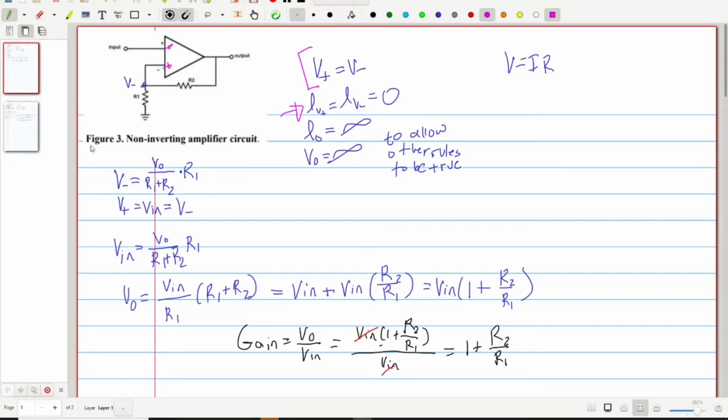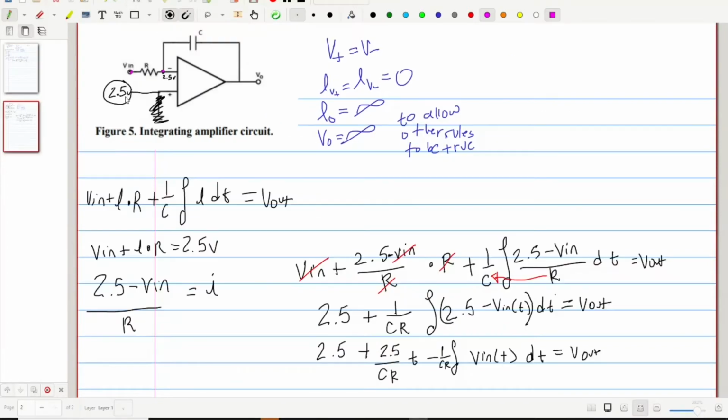Using those equations, we can set up a ratio for the voltage at the voltage divider, which just so happens to be V minus. Since V minus equals V plus, we plug that in, and we get this ratio. When we solve that for V out, we get this relationship. After simplifying, we end up with this. Then, to find out what our gain is, cancel out whatever cancels out, and we get our gain, which is right here.